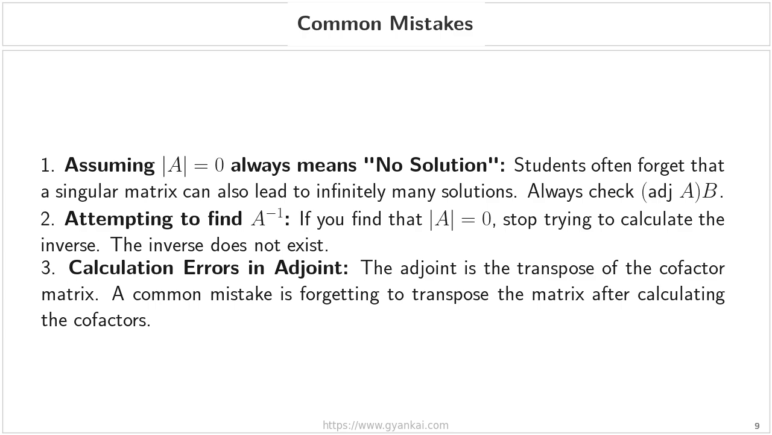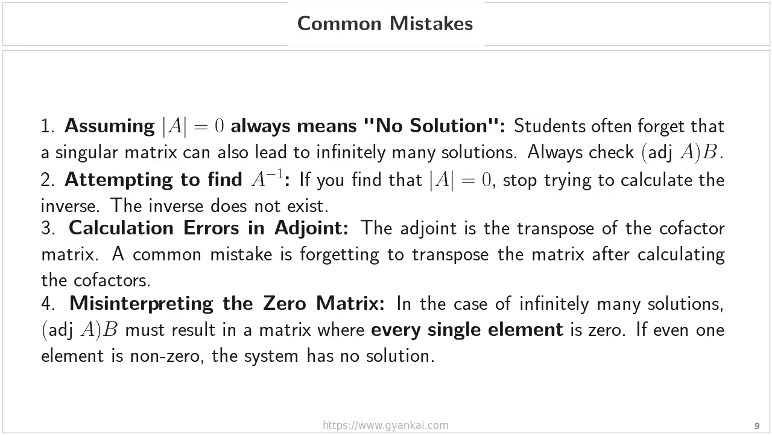If you skip that final step of flipping the rows and columns, your entire analysis of the system will be incorrect. Finally, be very careful when interpreting your results for the product of the adjoint of A and matrix B. If you're testing for the case of infinitely many solutions, you cannot simply have 1 or 2 zeros in your resulting matrix. For the system to be consistent with infinite solutions, every single element in that resulting matrix must be exactly 0. If even one element is non-zero, then you are dealing with an inconsistent system, and there is no solution. Keep these points in mind, and you will be well on your way to mastering the analysis of linear systems.